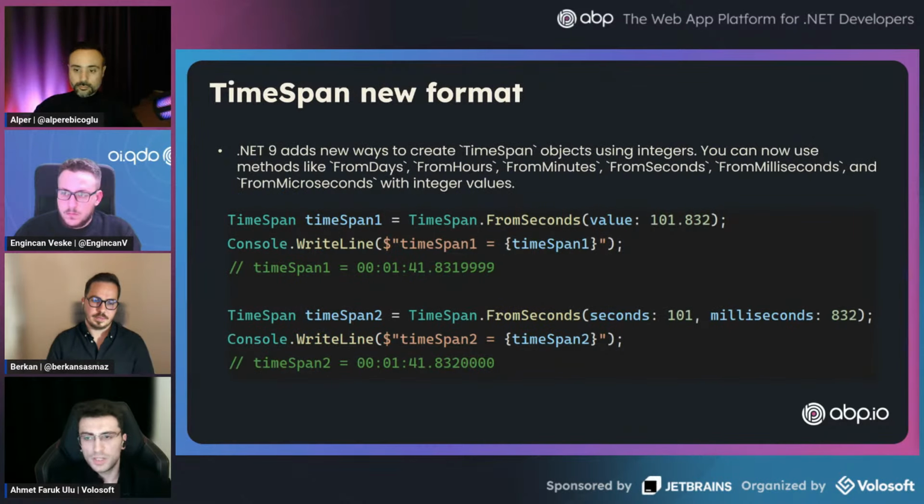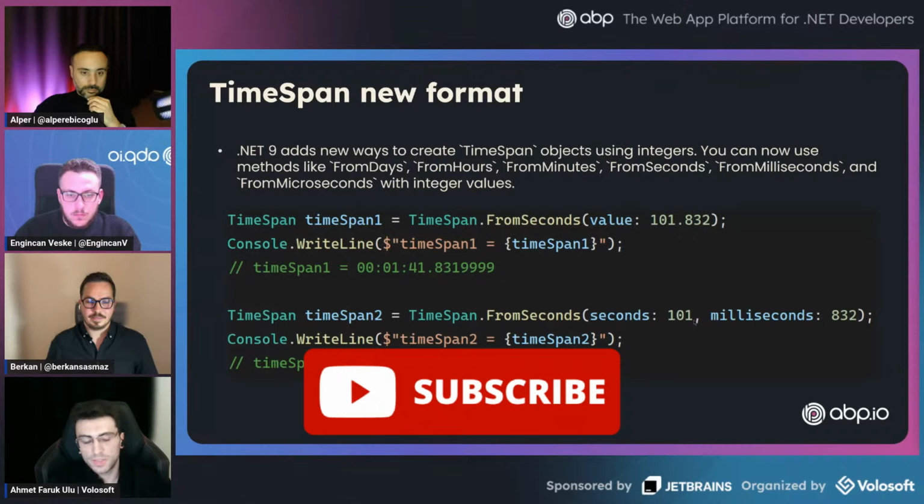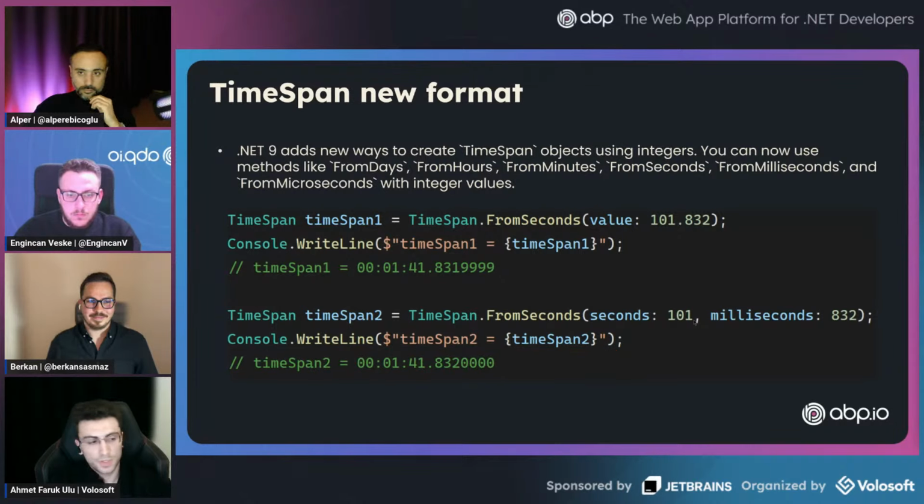TimeSpan new format. We can now use integers to create a TimeSpan with precise specifications. Before the new format, we could only give double values, and sometimes it's not actually the correct value that we want to see. With the new .NET 9, we can give a specific time for each value, and of course the results are as we expect.